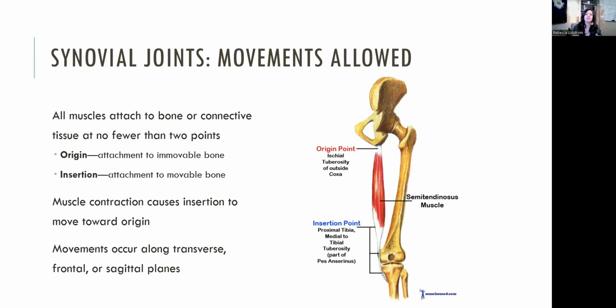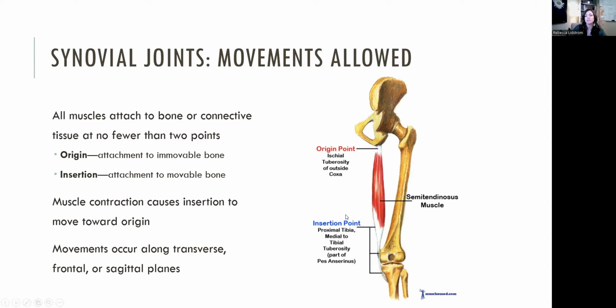Now, the key thing about this is that the origination point is not the moving part. This is going to be the immovable bone. The insertion is the movable point. So when a muscle contracts, the insertion point typically is moving towards the origination point. So that's the rule of thumb when we're looking at origination and insertion points of a muscle.